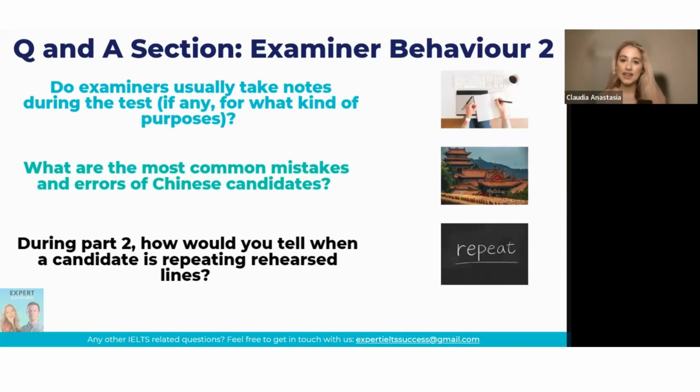So they'll need to take notes about your performance, and they'll measure that by the band descriptors. So that's what they're doing.